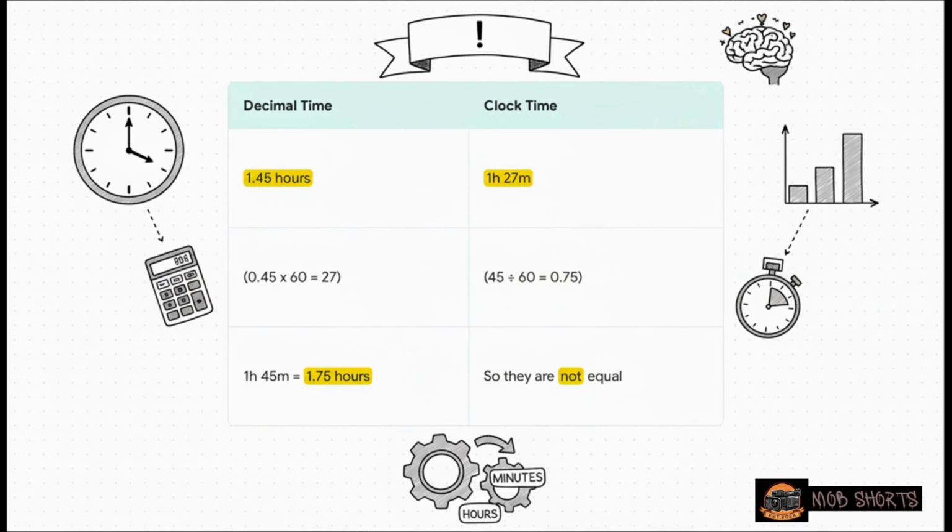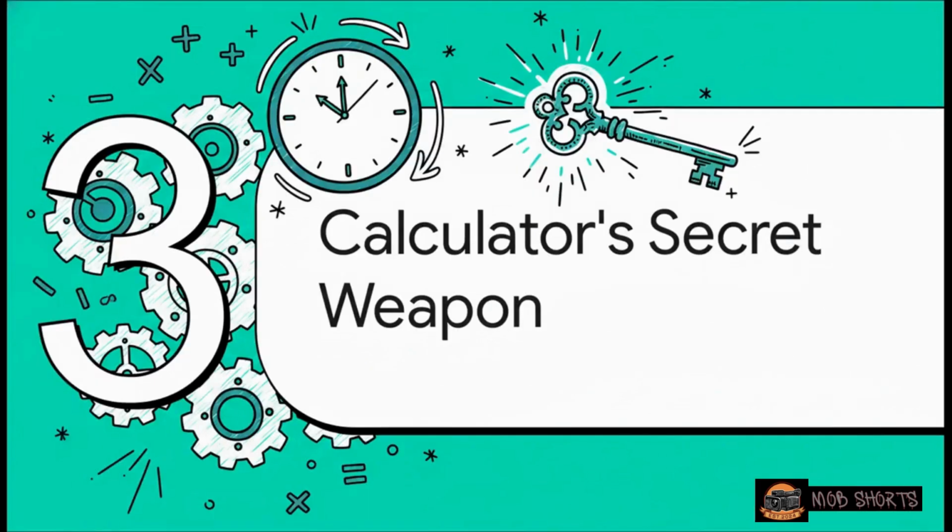And if you want to go the other way, what's 1 hour and 45 minutes in decimals? Well, you take the 45 minutes, divide by 60, and you get 0.75. So it's 1.75 hours. Totally different. Okay, so your head might be spinning a little. You're thinking, how am I going to remember all this in a stressful exam? Don't worry. There is a way to avoid the decimal trap and all those other little mistakes. And the best part is, you already have the tool you need.